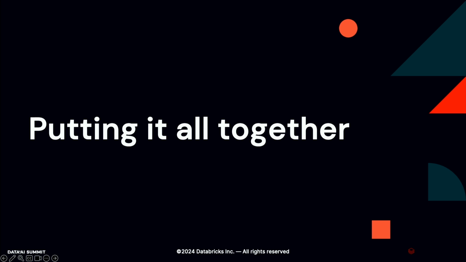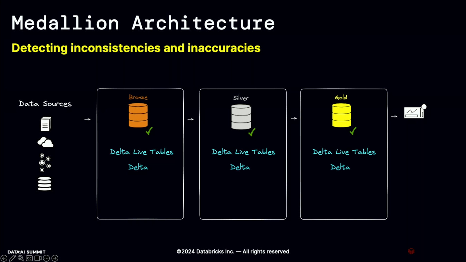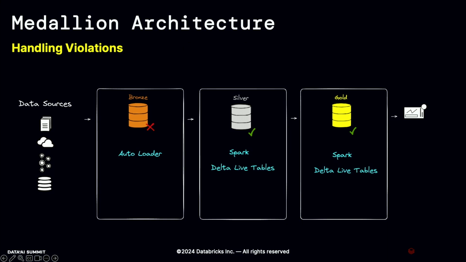Putting it all together, here we try to look at all the techniques we just went through, which was a lot, and just look at where they should be leveraged in the medallion architecture. So looking at bronze, silver, gold. When you detect inconsistencies, that should be done at all the levels, making sure, of course, that in the bronze layer, you limit yourself to detecting that, but not dropping inaccurate data. So handling violations, that should be done preferably at the silver and the gold layer.